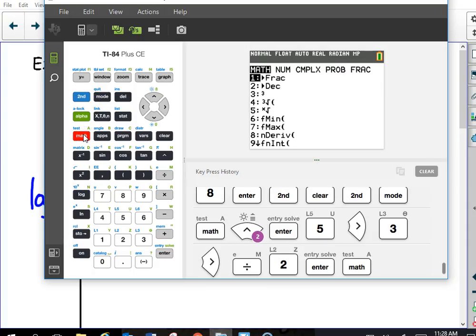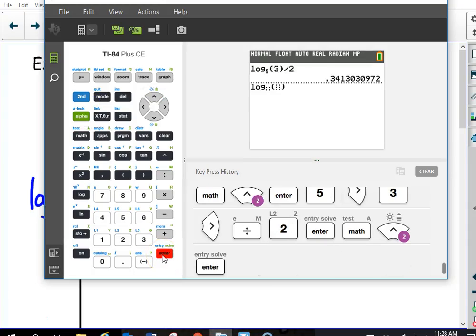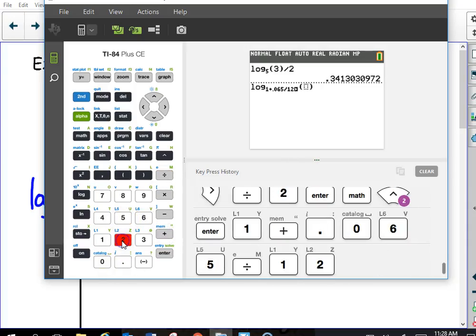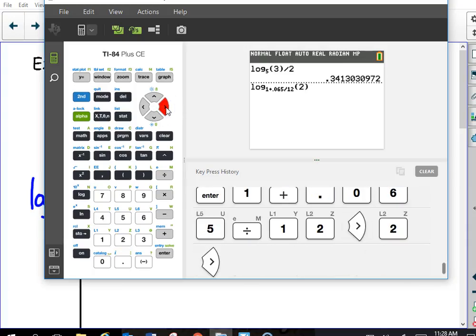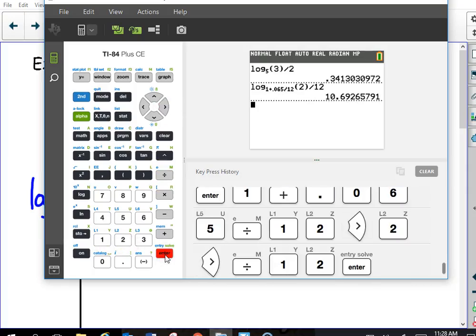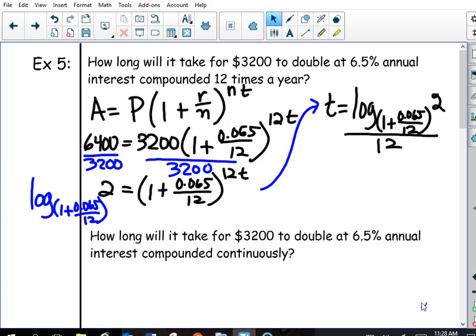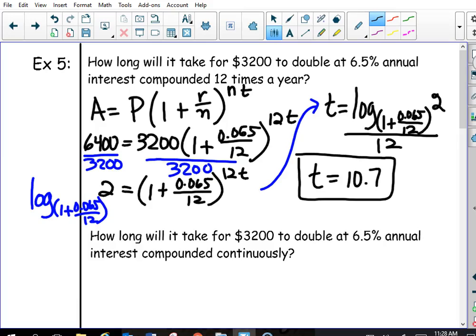Press math and up arrow to get to log of any base quickly. So I am going to type in that whole thing, 1 plus 0.065 divided by 12 into the base, and it will follow order of operations, so I don't need any extra parentheses, of 2, all divided by 12. And I get 10.7 years. So t equals 10.7. It's a fairly low interest rate, so it'll take about 10 years to double it.